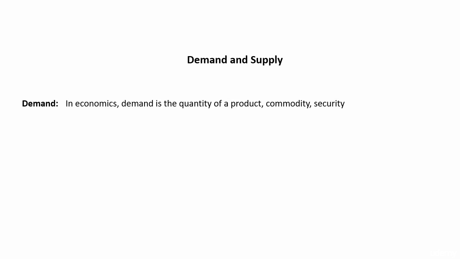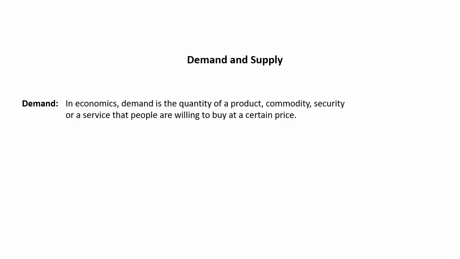So let's discuss what demand and supply really mean, which are the main forces to execute the market. Demand in economics is the quantity of a product, commodity, security or a service that people are willing to buy at a certain price. For example, when you want to buy a jar of milk for $5, then you have created the demand of milk to be sold at the price of $5.